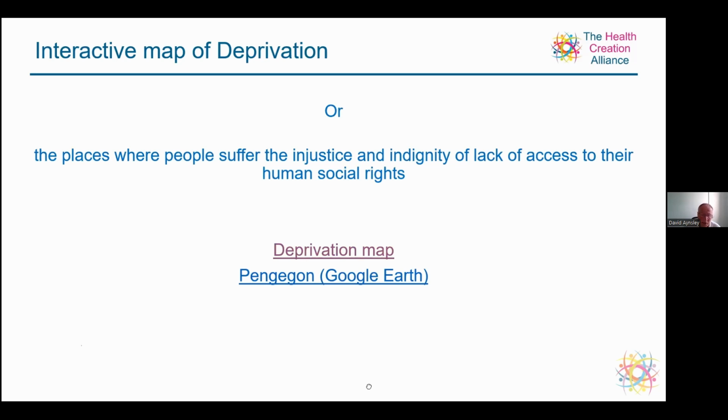And I'll just get there in a minute. You can see that around Camborne here, which is where we're talking about, is in purple, which means it's in the 10% most deprived places.